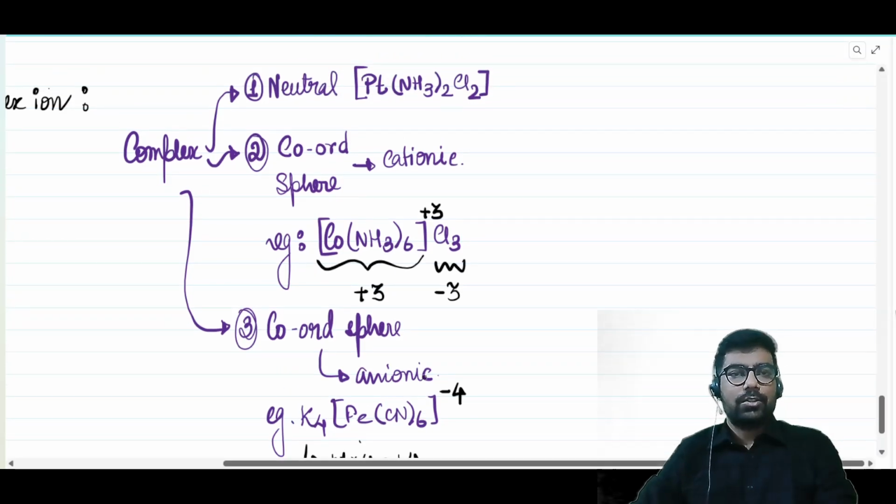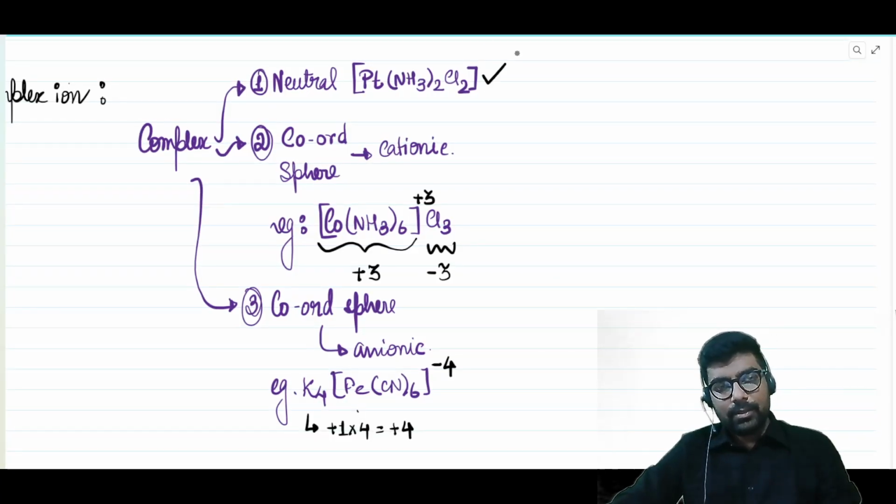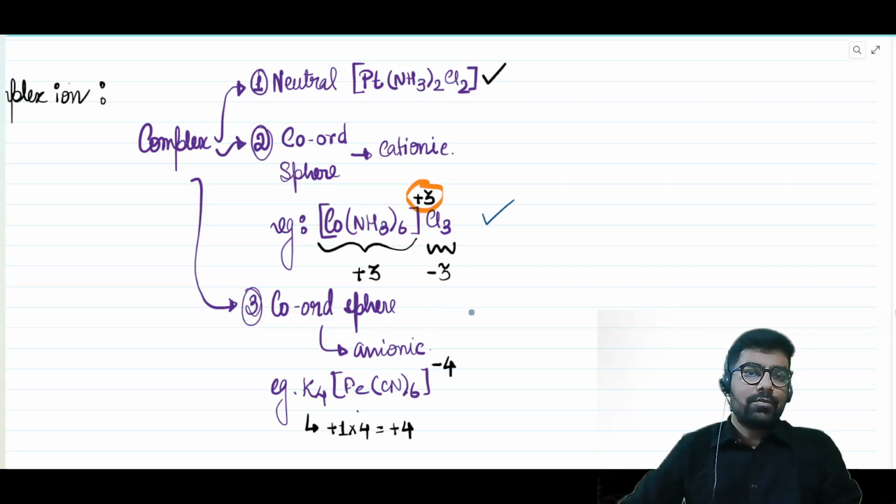First one, when the overall molecule is neutral, nothing is outside the coordination sphere and the overall charge is 0. Next one, when the coordination sphere is in the cationic portion, because the coordination sphere overall has a positive charge. So the coordination sphere is cationic. And last one, when the overall charge in the coordination sphere is negative. So over here the molecule has the anionic sphere.